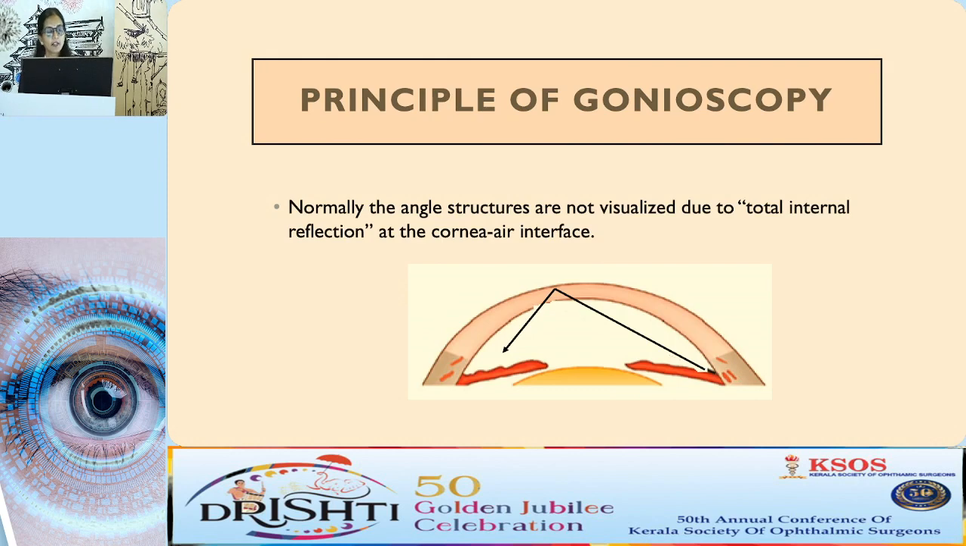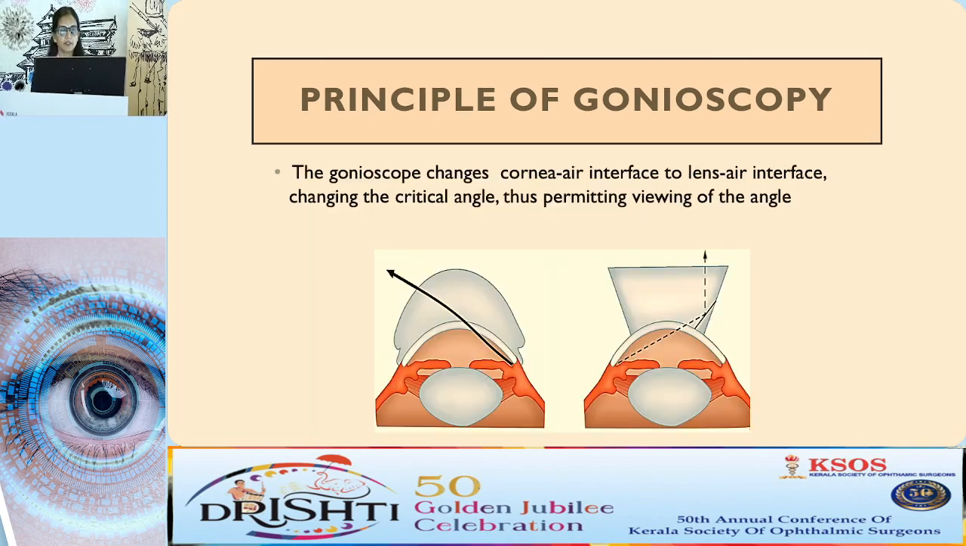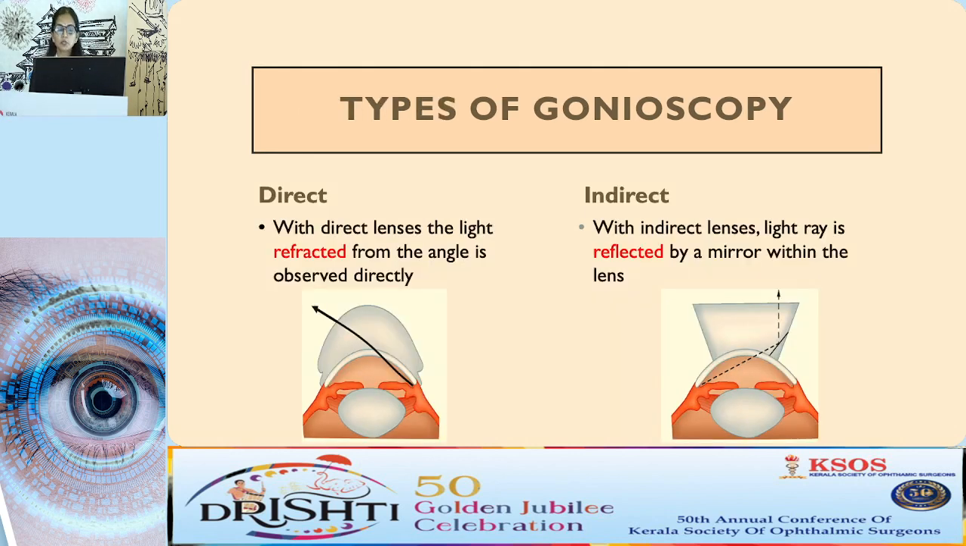A word about the principle. Normally, we cannot visualize the angle structures due to total internal reflection at the cornea-air interface. Coming to the principle, the gonioscope changes the cornea-air interface to a lens-air interface, changing the critical angle, thus permitting the view of the angle. There are two types of gonioscopy, direct and indirect.